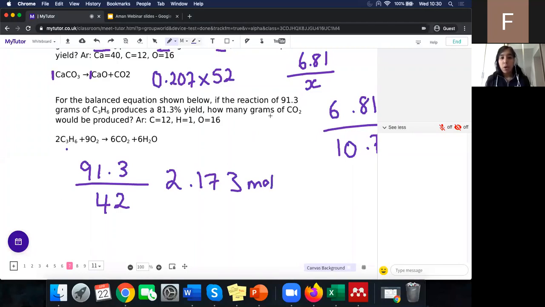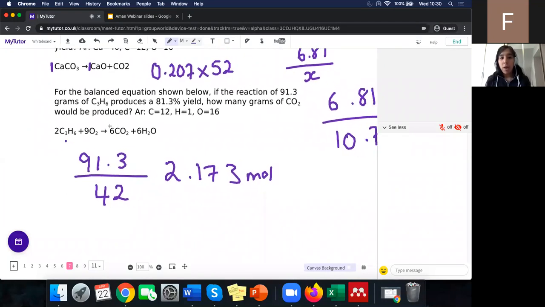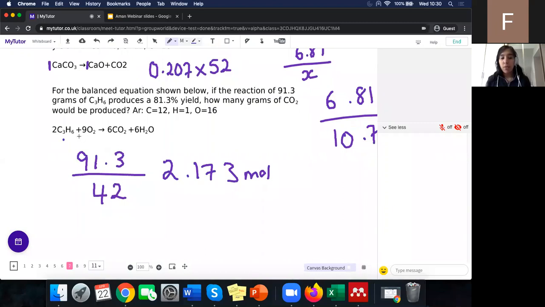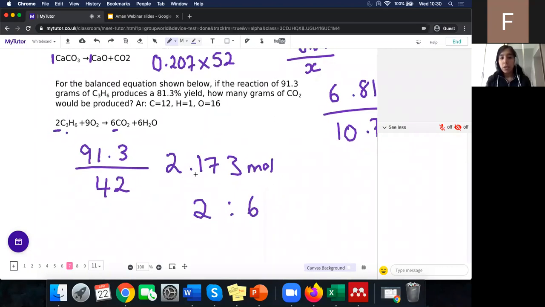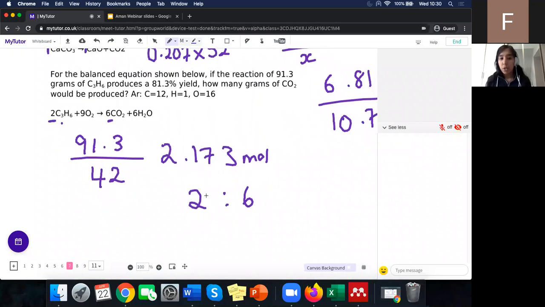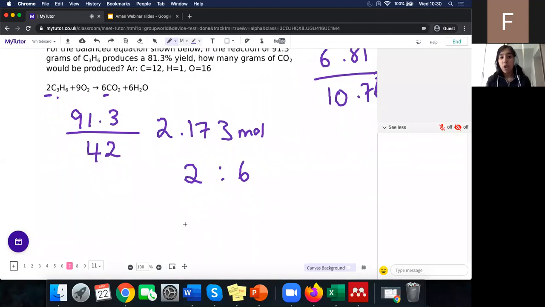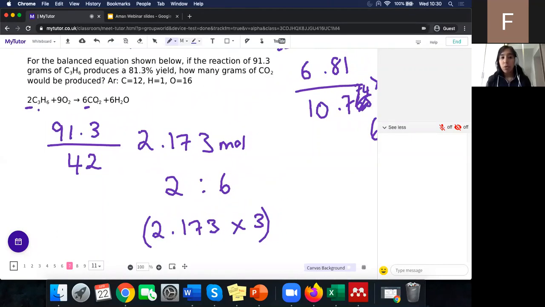We want to know about carbon dioxide. So let's have a look how many moles of carbon dioxide can be produced. If we look at this reaction, the ratio of propene to carbon dioxide is 2 to 6. 2 there, 6 there. So this 2.173 represents 2. We want 6, so we can just multiply by 3. So the number of moles of carbon dioxide will be 2.173 times 3. And that's the number of moles. And then remember, to get the mass, we multiply by the MR.